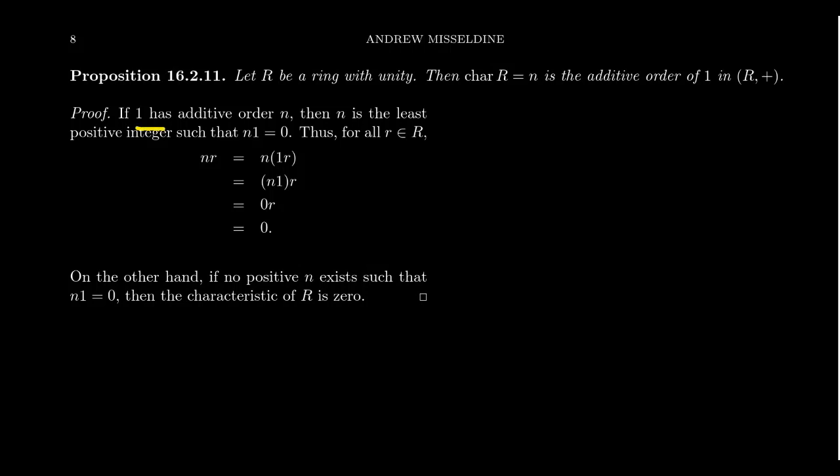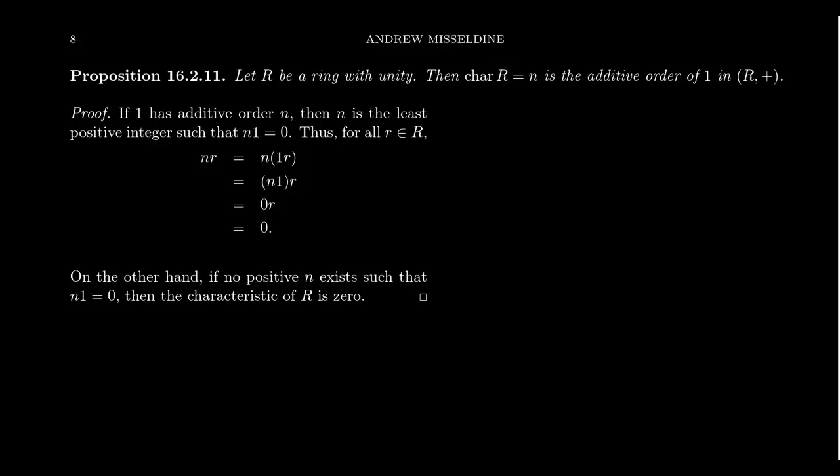If one has an additive order of n, then n is the least positive integer such that n times one is equal to zero. Okay, take an arbitrary element of the ring R. Let's look at n times r. Well, n times r is the same thing as n times 1r. And then by the associative property for this ring action, n times 1r is the same thing as n1 times r. But we have by assumption, n1 is equal to 0.